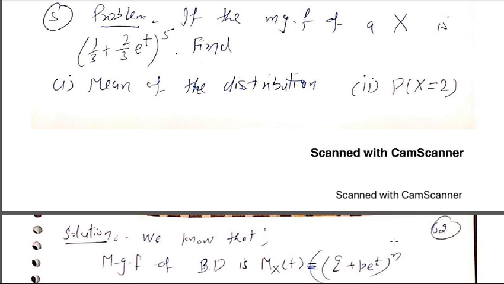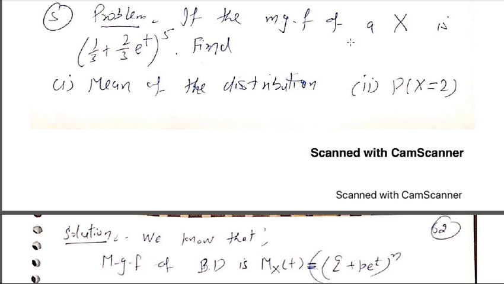Everyone. In today's video lecture, we will discuss the fitting of binomial distribution. So look at the fifth problem. If the moment generating function of a random variable x is (1/3 + 2/3 e^t)^5, then find the mean of the distribution and find the probability of x = 2. Here x is a binomial distribution.